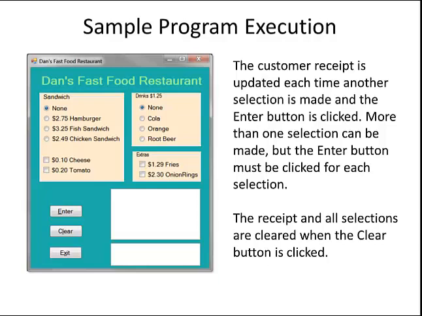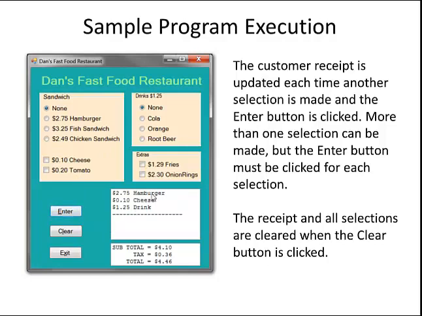Here is a sample run of the program where a customer wants a cheeseburger. I'll click the hamburger with cheese and a cola. When I click the enter button, now it shows that I have a hamburger, cheese, and a drink. The subtotal is $4.10, tax is 36 cents, and the total is $4.46. When the next customer comes in, I'll click the clear button to clear the entry and start up with a new transaction.